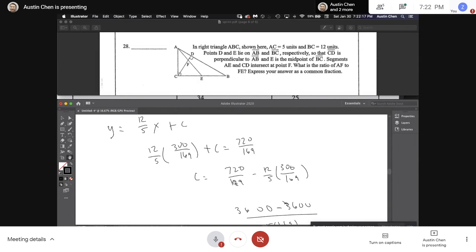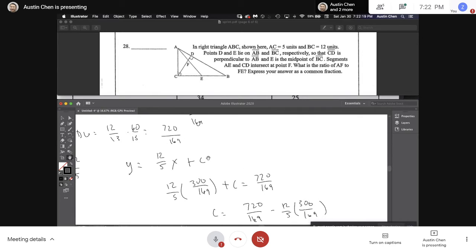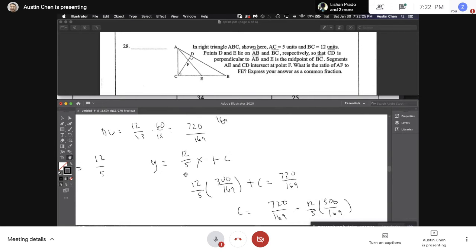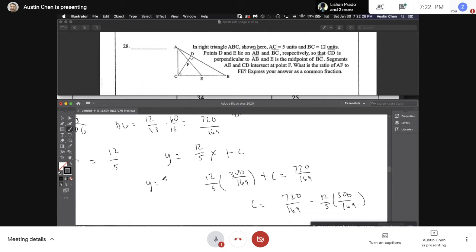Oh no, I'm bad. Okay. No, okay. The y-intercept is just 0 because the line goes through the origin. Okay, my bad. So yeah, we didn't have to do that. Okay, so y is just 12/5 x.